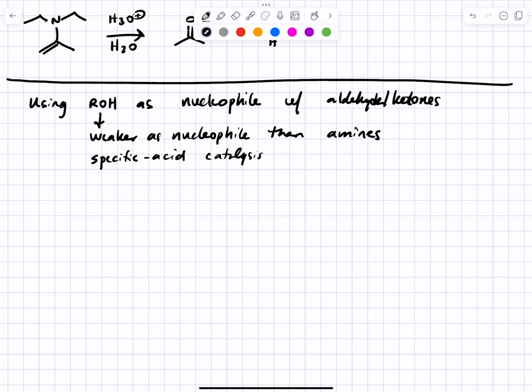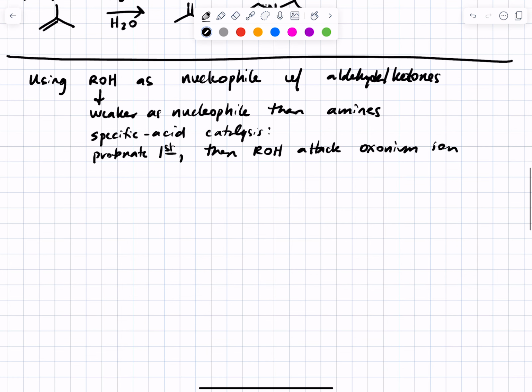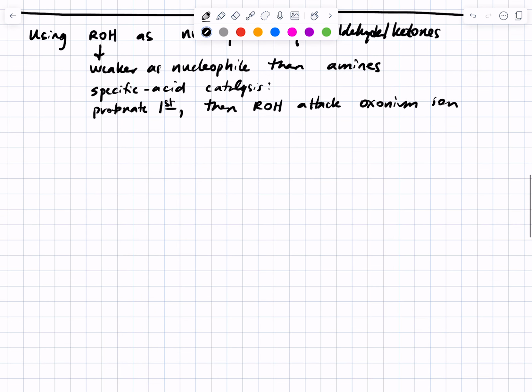That is, we protonate first, and then the nucleophile will attack the oxonium ion, which is the conjugate acid of a carbonyl compound. Recall the distinction with imines, we protonated while the nucleophile was attacking, but alcohols are less nucleophilic, they're not as reactive as amines, so they will wait for the carbonyl compound to be protonated first. So let's just show how that happens.